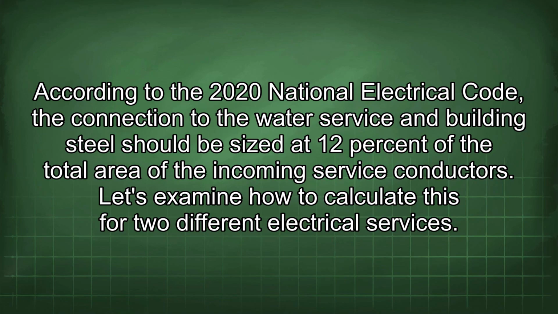According to the 2020 National Electrical Code, the connection to the water service and building steel should be sized at 12% of the total area of the incoming service conductors. Let's examine how to calculate this for two different electrical services.